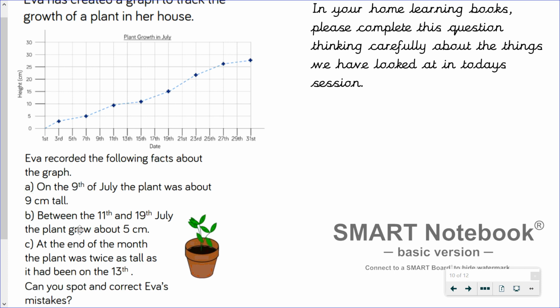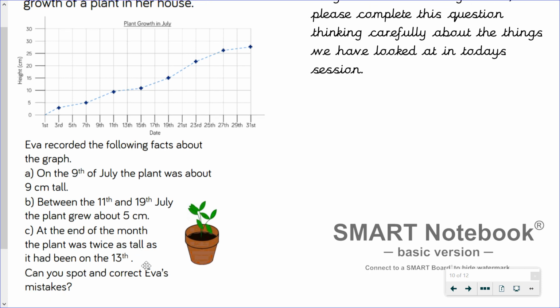B, between the 11th and the 19th of July, the plant grew about 5 centimeters. So did the height change by about 5 centimeters? And C, at the end of the month, the plant was twice as tall as it had been on the 13th. So again, perpendicular method. You've been given the 13th, then find out how tall it was. Is that at the end of the month doubled?